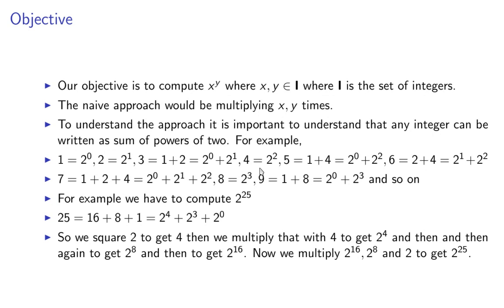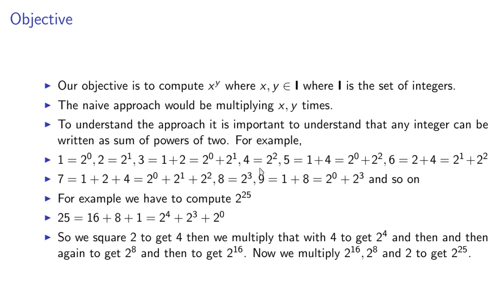Sometimes simplicity is of much value, but suppose y is large, say for example 10,000 or so, maybe a million, maybe 10 million. Then you are multiplying 10 million times. That's huge. That's not good. So we need to find something which is faster. To understand this approach, the critical point is that any integer can be written as a sum of powers of 2. Here I will talk about positive integers, not negative integers, because even if y is negative, x to the power minus y can be written as 1 by x to the power y.